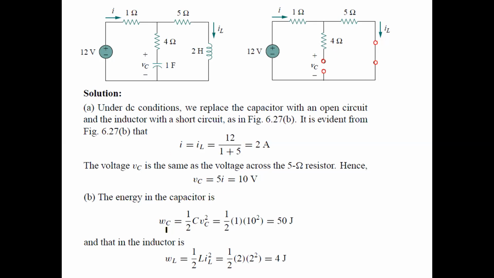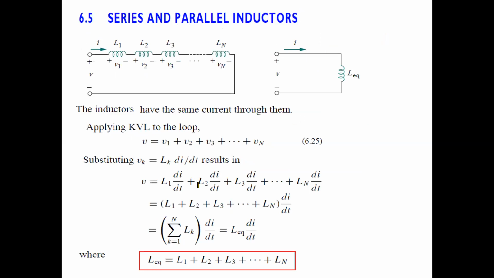The next step was to find the energy stored in the capacitor, which is half C VC square, very easy, and the energy stored in the inductor, half L I square. Now, series and parallel inductors.